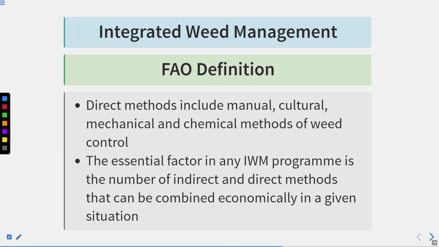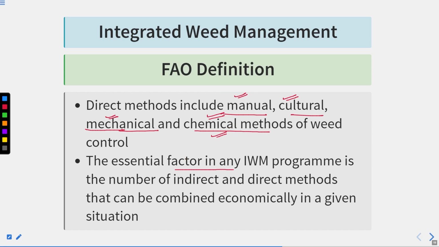Direct methods include manual, cultural, mechanical and chemical methods of weed control. Right, so these are the direct methods. We are using manual methods, we are taking out the weeds. Different cultural methods are there, different mechanical methods and chemical methods as well. So these are the direct methods.